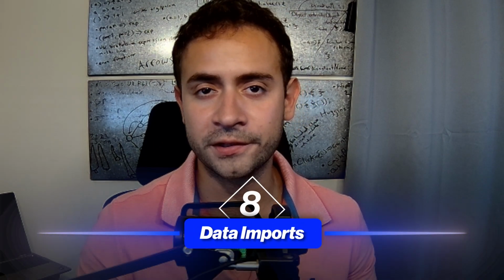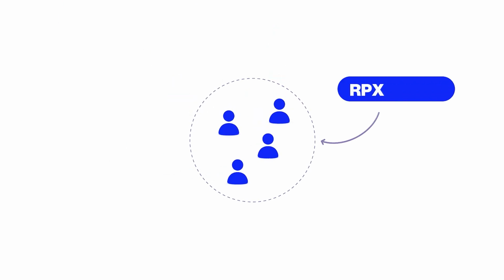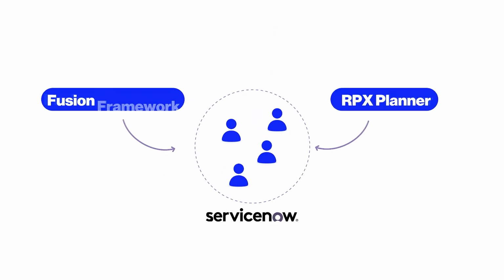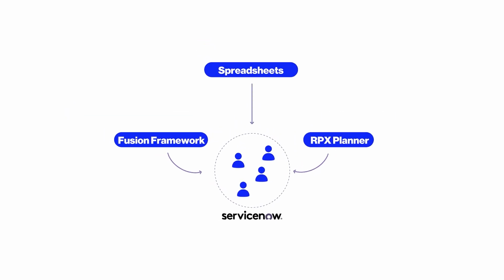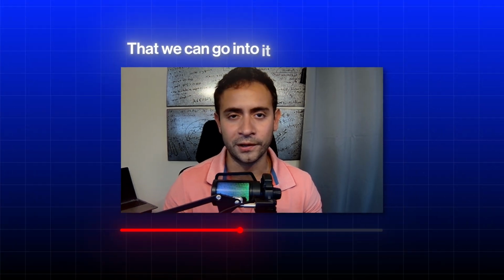The next node I want to talk about is data imports. This is a very complex, or can be a very complex, process, especially if you're coming from a different system. We have migrated clients over from RPX Planner to ServiceNow, Fusion Framework to ServiceNow, spreadsheets to ServiceNow. Obviously, that's a very common one, but it's more difficult, in my opinion, when it's coming from existing systems. And there are a couple of reasons for that, which we can go into in a later video.